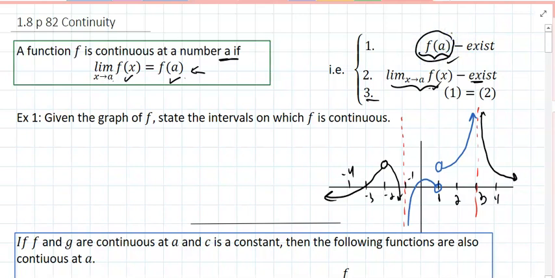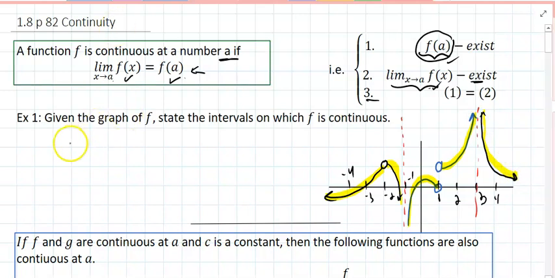So we start with a simple example. Given the graph of f, state the intervals on which f is continuous. Well, let's see. If I trace this left to right, I'll notice that when I get to this point, I need to lift my pen off of the paper, and then here I have to lift it up, and here I'm going to have to lift it up, and here I'm going to have to lift it up.